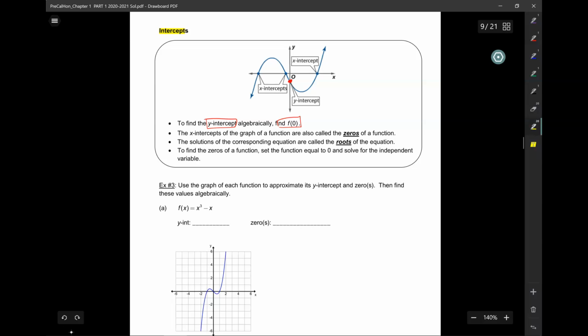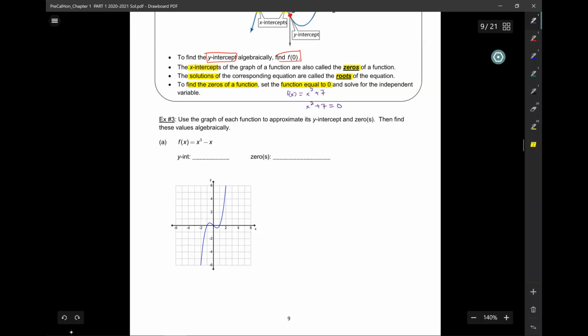Now, x-intercepts. X-intercepts are where the graph hits the x-axis. The x-intercepts of the graph are also called the zeros. They are called the roots of the equation. And they are also called the solutions. So all of those four are synonymous. To find the zeros of a function, you set the function equal to 0. So for example, if the function is x squared plus 7, you set x squared plus 7 equal to 0.